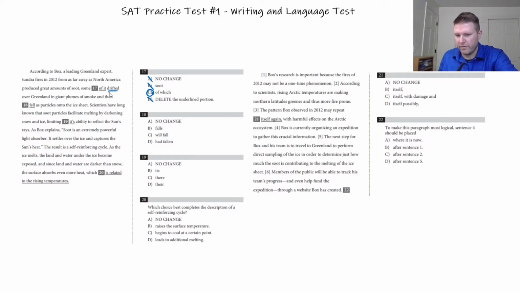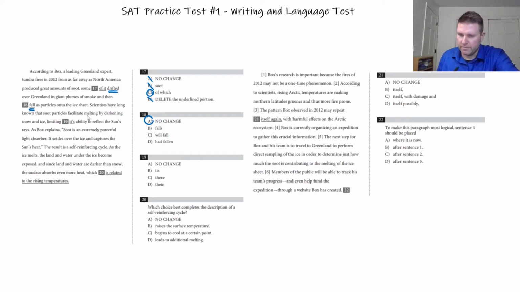I'm going to underline "drifted over Greenland in giant plumes of smoke and then fell." So this is actually perfect the way it is because it's parallel structure with the word "drifted." So that's exactly what you want. If you have a list or a comparison between these verbs, then you need to have those verbs in parallel structure. So since this is fixed as "drifted," this needs to also be in past tense, as "fell."